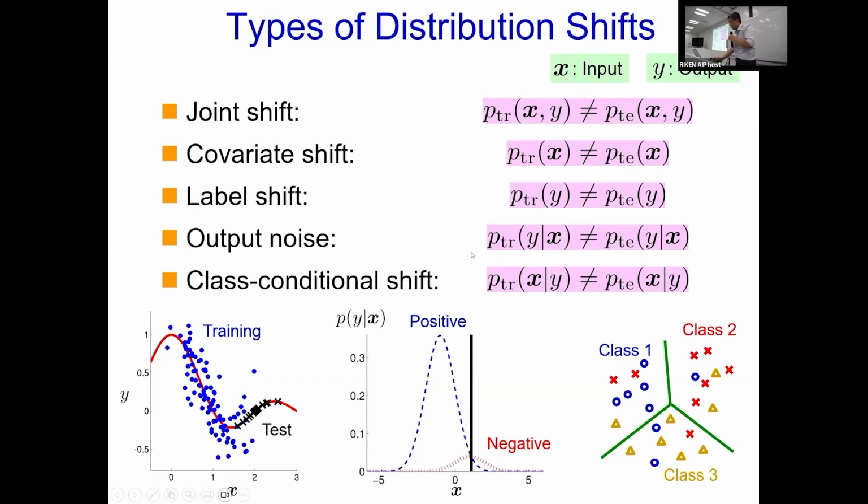Output noise can also be formalized as distribution shift, because P(Y|X) changes. In the training phase, we are given noisy outputs, noisy labels. In the test phase, we suppose we have clean labels and want to predict them. This can be formalized as a distribution shift problem. Mathematically, we can also consider class conditional shift, where P(X|Y) changes. I'm not quite sure how this situation can be used, but we can find several papers even on this class conditional shift. We can consider many different variations of distribution shift problems.